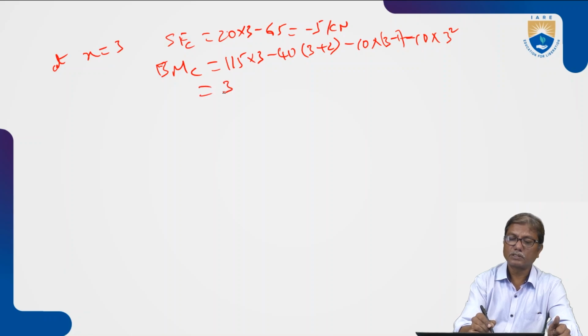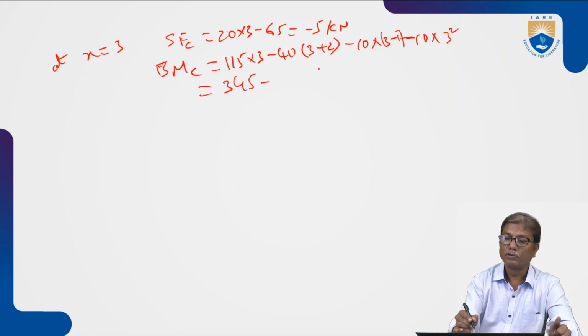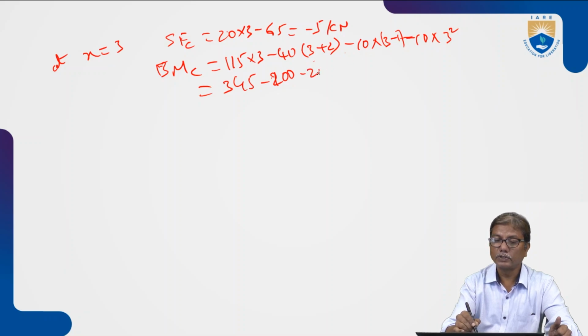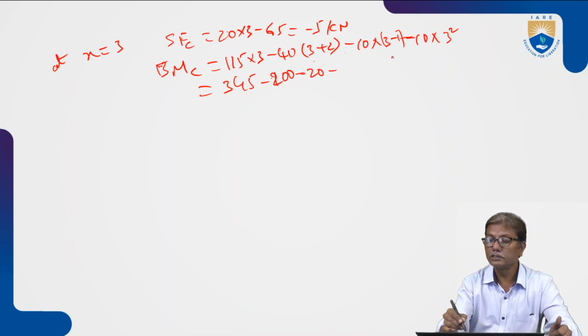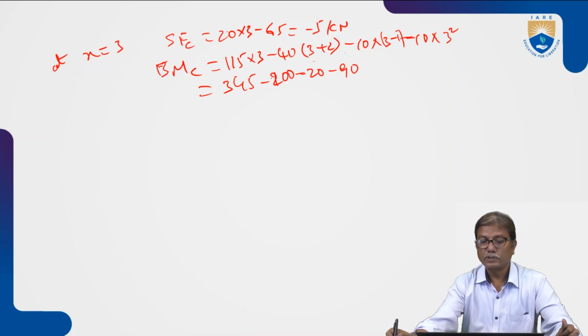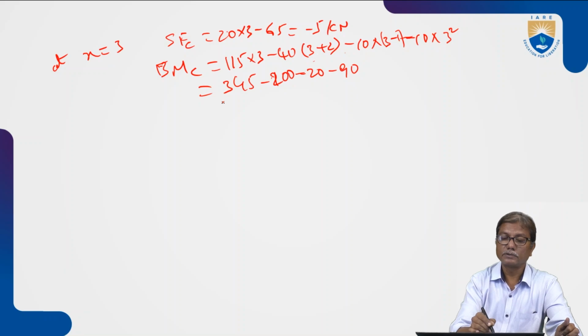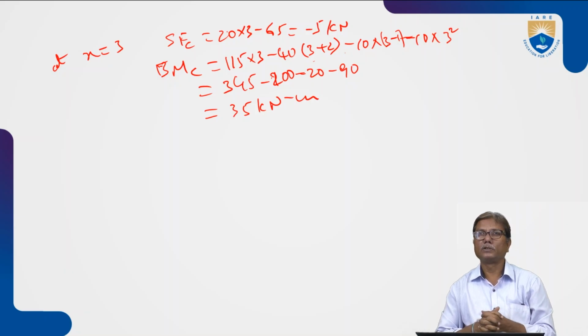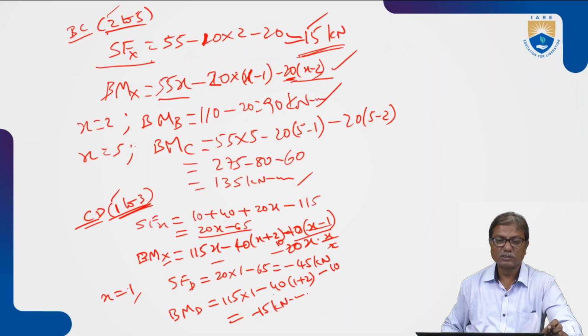So it is 345 minus 5 into 40, 200, minus 20, minus 9. Okay. So 345 minus this is 310. So it is 35 kilonewton meters. Bending moment at C is 35 kilonewton meters. Okay. Third section is over.